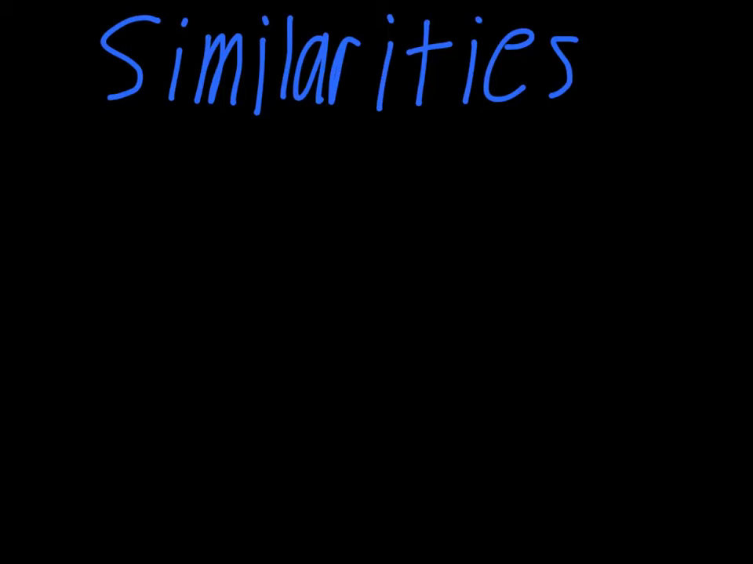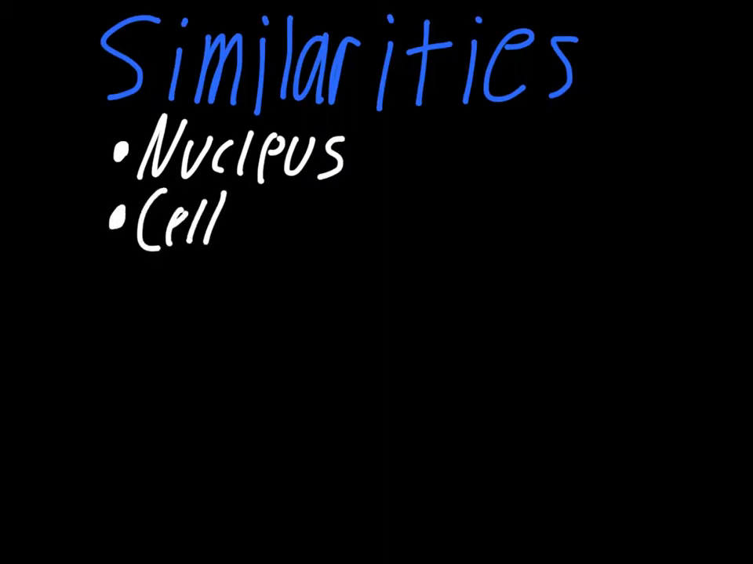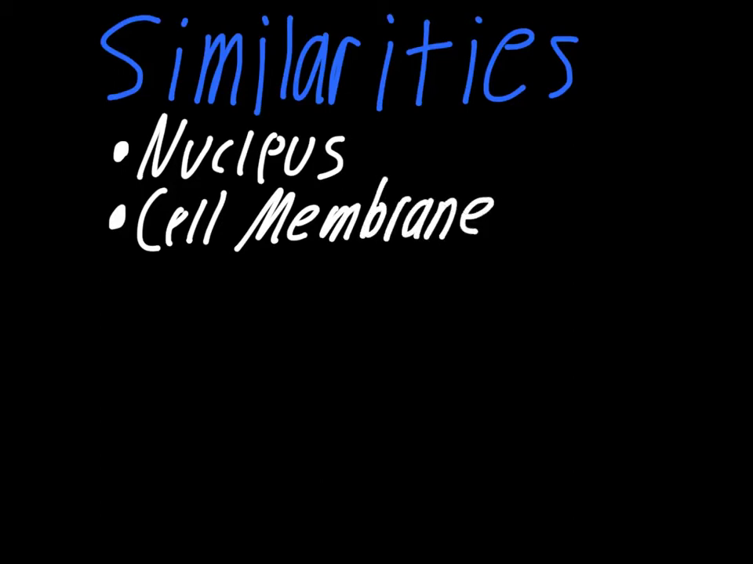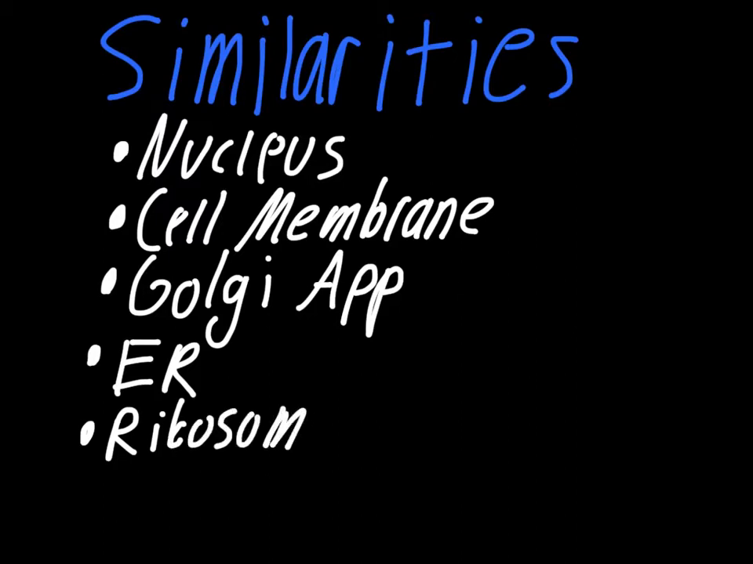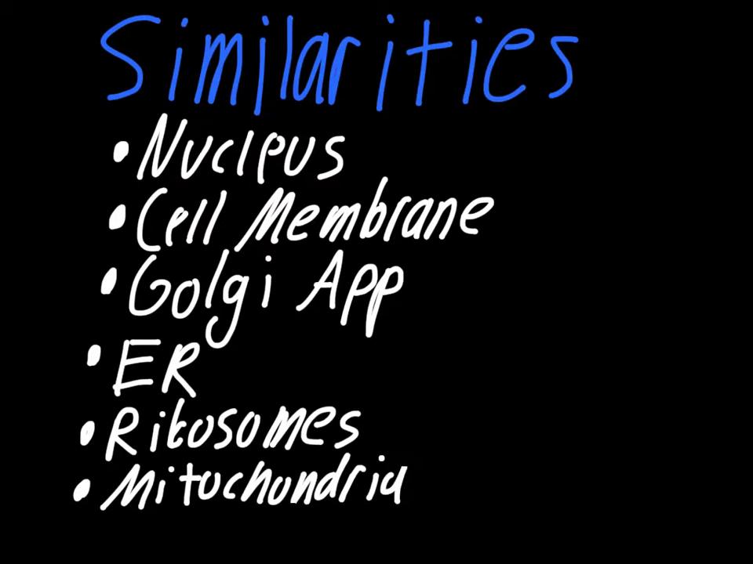So the last part is to talk about some of the similarities. They both have the nucleus. They both have the cell membrane. Another thing that we're seeing in both of them is the Golgi apparatus. We're seeing the ER, both varieties of that one. We're seeing ribosomes. Another big one in both is the mitochondria. So they have much more in common than they have that's different.